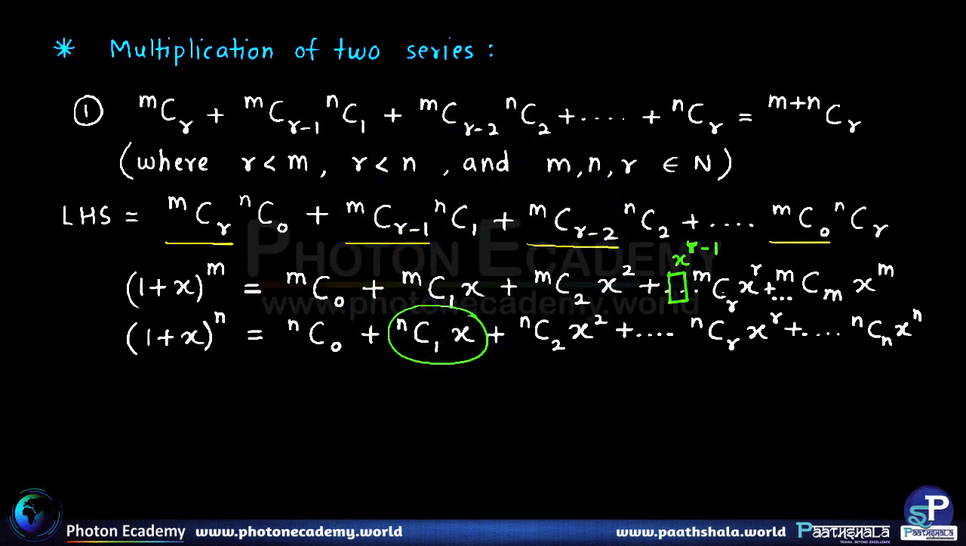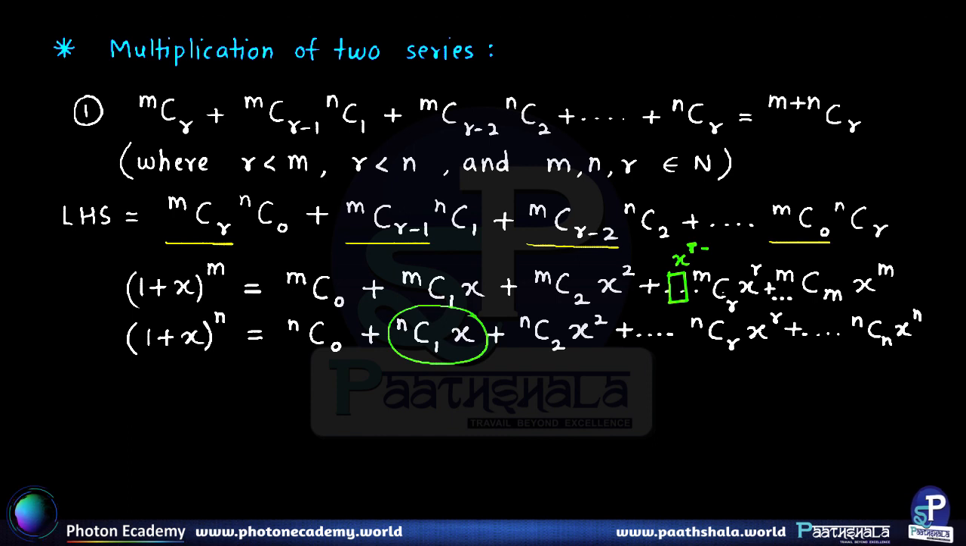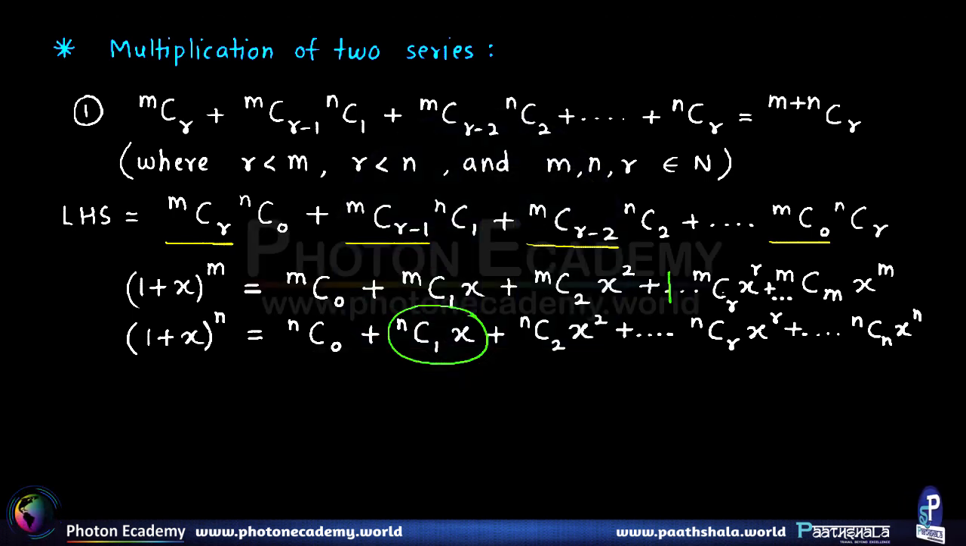Now if you take the product of these two highlighted green terms, x multiplied by x raised to r minus 1 is going to give us x raised to r once again. So you see that in each of this product we are going to have x raised to r as the variable part. Alright. So therefore we can conclude that the required product is always the coefficient of x raised to r term when we multiply the two binomial expansions of 1 plus x raised to m and 1 plus x raised to n.